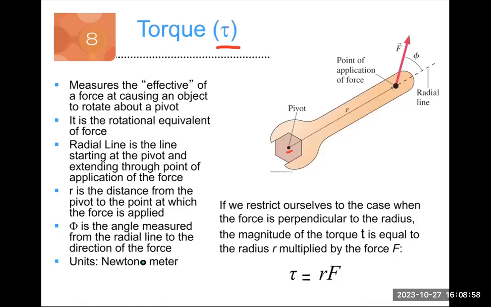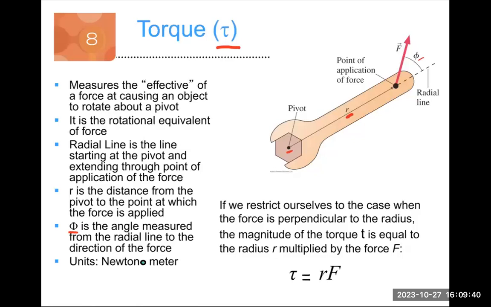Then when we look at this diagram, we see we have a radial line that starts at the pivot point and goes through the point of application of the force. R is showing you the distance from the pivot point to the point of application. The angle, which is this symbol right here, is going to be the angle measured from the radial line to the direction of the force.